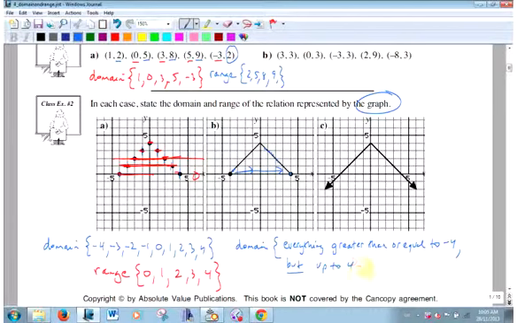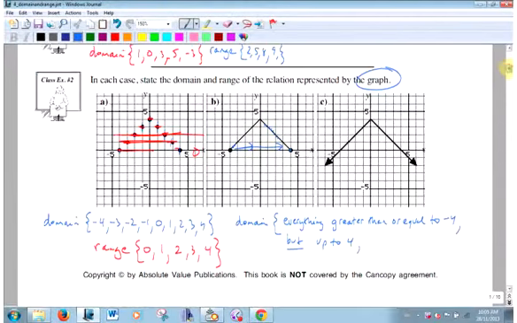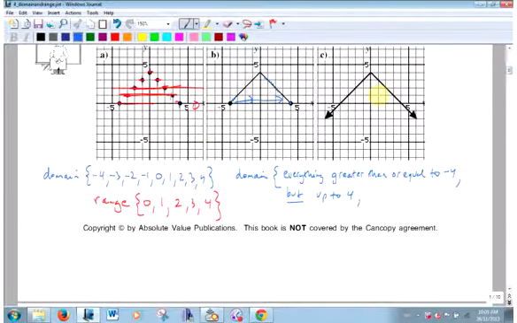Up to 4. Okay? So, that's English. I don't want English, I want math. How do I write that? X is greater than or equal to negative 4, but up to 4. How do I write less than or equal to 4?